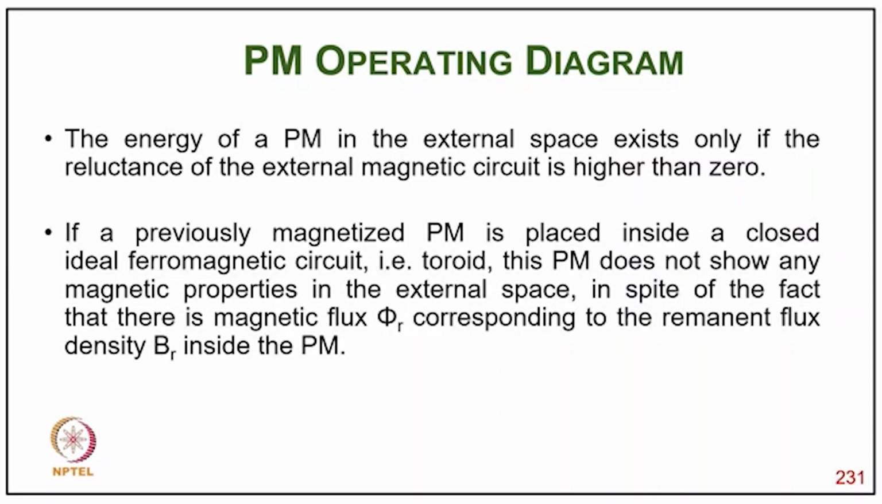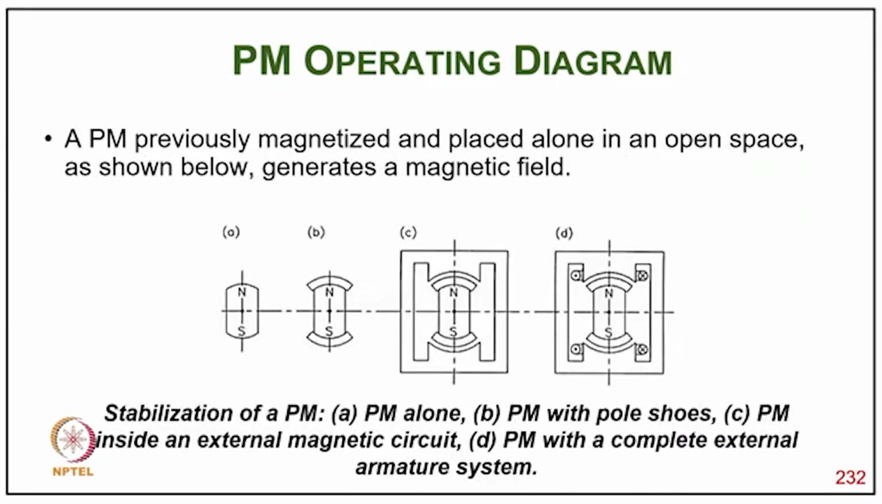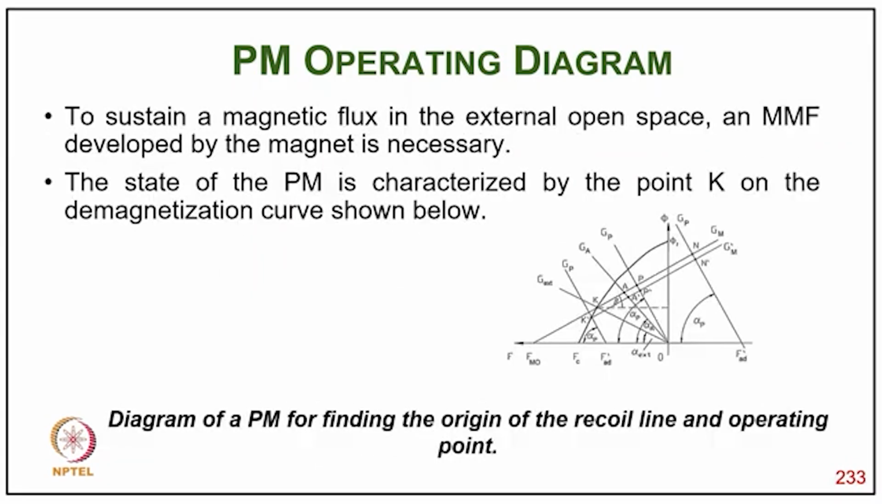So, if a previously magnetized PM is placed inside a closed ideal ferromagnetic circuit, that is a toroid, the magnet does not show any magnetic property in the external space, in spite of the fact that there is a magnetic flux phi r corresponding to the remnant flux density Br inside the PM. You can see a previously magnetized permanent magnet material placed alone in open space, as shown below, generating the magnetic field, and the stabilization of the PM: PM alone, PM with pole, PM inside the external magnetic circuit, and PM with the complete external armature circuit. So, to sustain a magnetic flux in external open space, an MMF developed by the magnet is necessary.